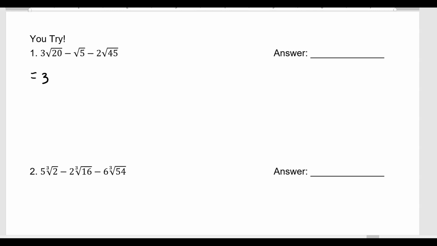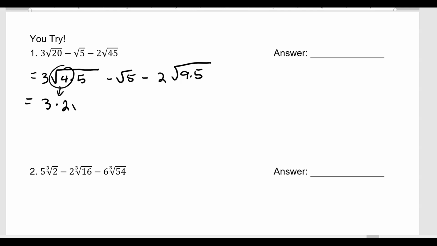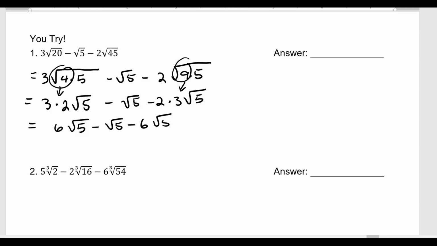We have 3 times square root of 20. What perfect square goes into that? 4, of course. And then we also have 45, and we know 9 divides into 45. So here we have 3 times the square root of 4, which is 2, times the square root of 5, minus the square root of 5, minus 2 times 3 because of that square root of 9. So what we have is 6 square root of 5 minus a square root of 5 minus 6 square root of 5. So notice what you could have done is cancel out these 6 square root of 5s, and it's going to leave you with this negative square root of 5.